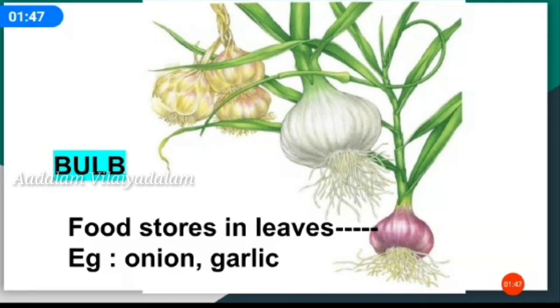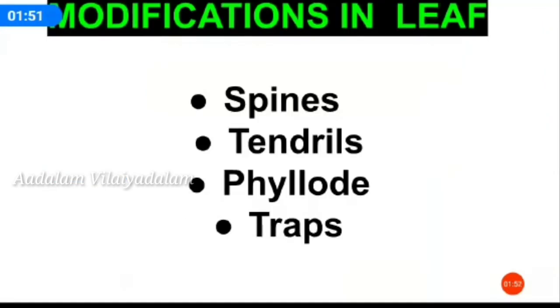Next, modifications of leaf. According to their environmental conditions, leaves are modified into different structures. So there are four types of modifications in leaf. They are spines, tendrils, phyllodes and traps. These are the modifications in leaf.